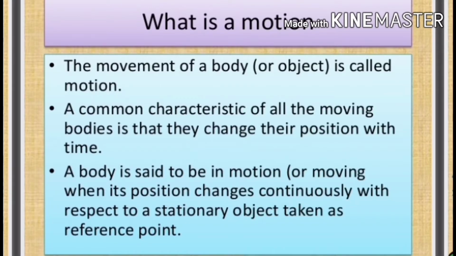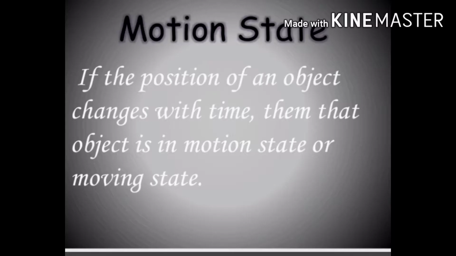The movement of a body is called motion. A common characteristic of all moving bodies is that they change their position with time. A body is said to be in motion or moving when its position changes continuously with respect to a stationary object taken as a reference point.